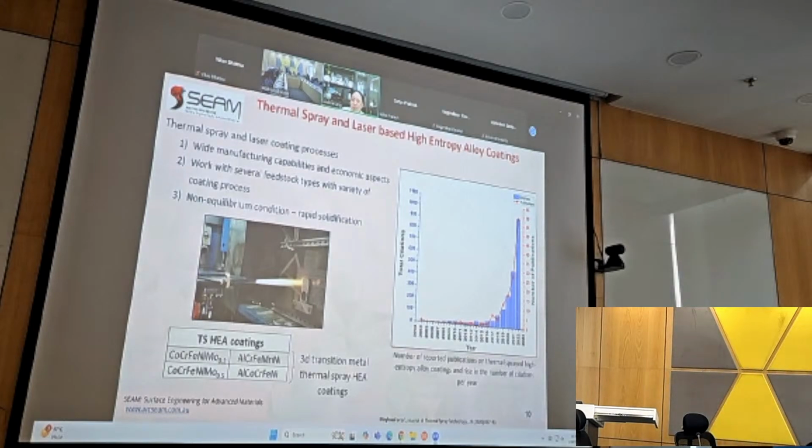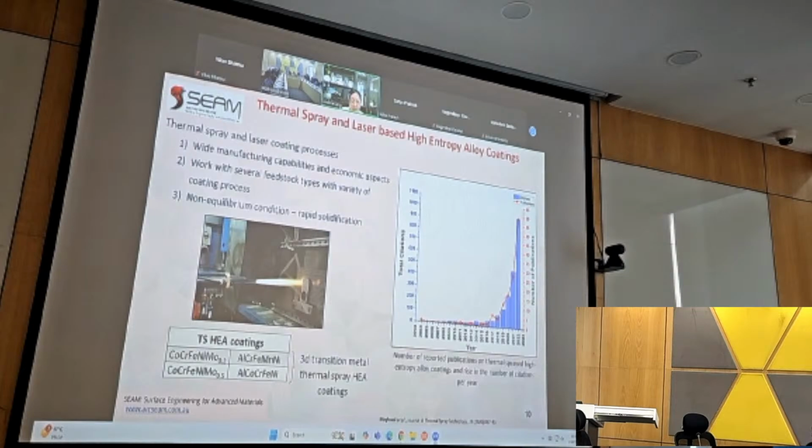Anyway, in our group, what we do a lot is we actually use this as coating. So we create the powder or create the wire, and we actually then spray them. So we have both the equiatomic, meaning same number of atoms, and we also have the non-equiatomic sort of alloys that we work with.